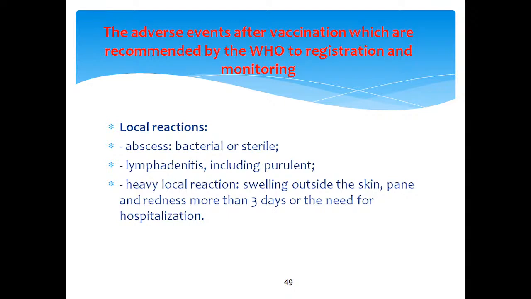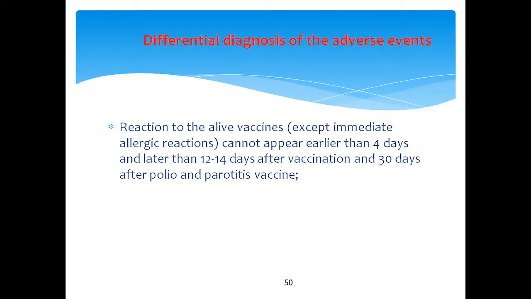What should be monitored? Local reaction: abscess, lymphadenitis, including purulent, heavy local reaction, swelling outside the skin, pain and redness for more than 3 days, or the need for hospitalization. Differential diagnosis of the adverse events. A reaction to a live vaccine cannot appear earlier than 4 days or later than 12-14 days after vaccination, and 15 days after polio and pertussis vaccine.